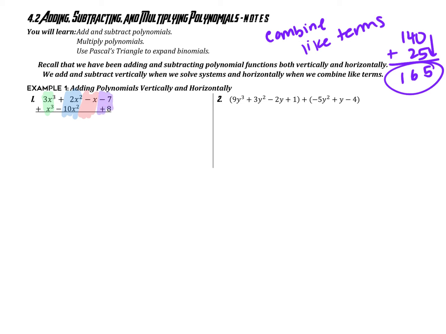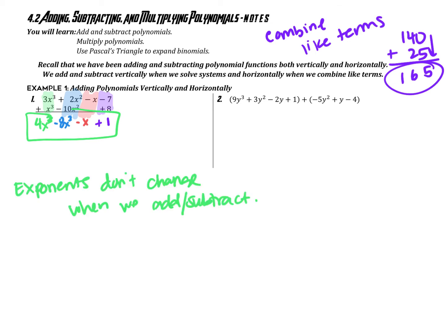So when I add my constants, I get positive 1, negative x plus nothing is negative x, 2x squared plus negative 10x squared is going to be negative 8x squared, and 3x cubed plus x cubed is going to be 4x cubed. And remember, when we're adding, we're really counting how many we have. So the exponents are not going to change. x cubed plus x cubed is 2x cubed.